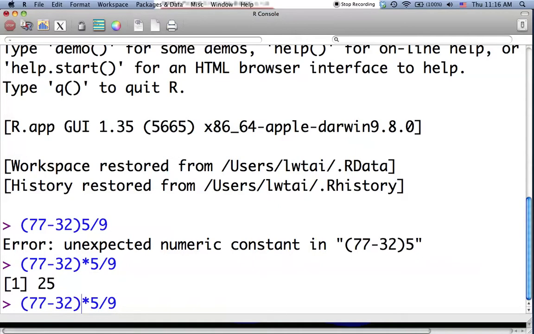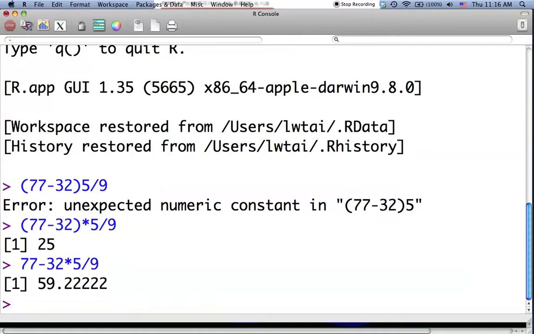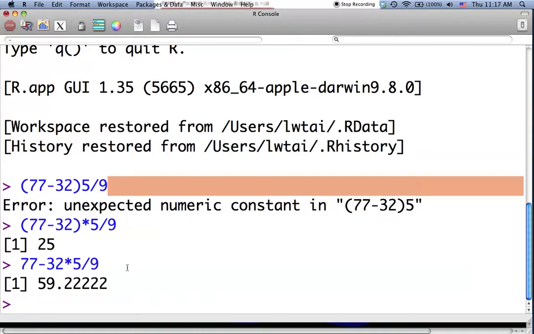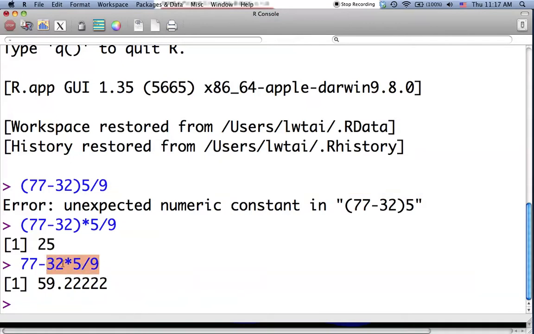On the other hand, if I omit the parentheses, the answer is completely different. In this case, R is doing the multiplication first here, then doing the subtraction afterwards.